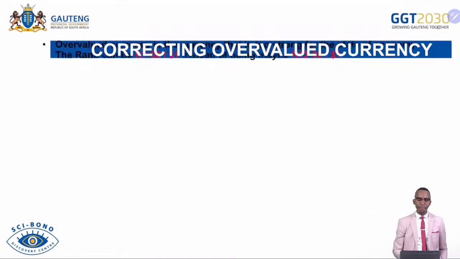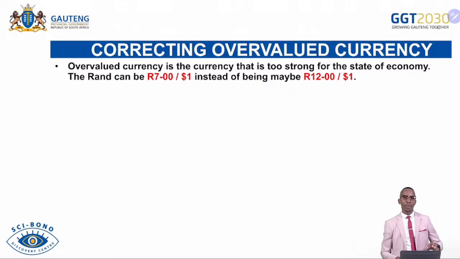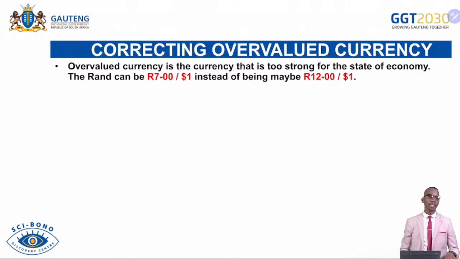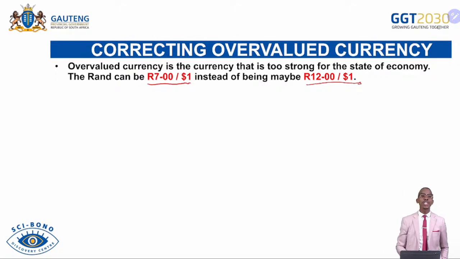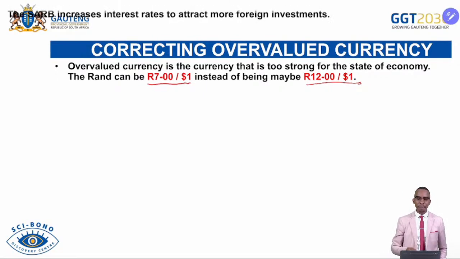And then, remember, we have undervalued currency and overvalued currency. There is a situation whereby the currency can be overvalued. The currency can be undervalued. So, overvalued currency is the currency that is too strong for the state of the economy. Rand can be 7 rand equals to $1 instead of being 12 rand equals to $1. This currency is too strong for the state of the economy. It is overvalued. And then there must be the correction.